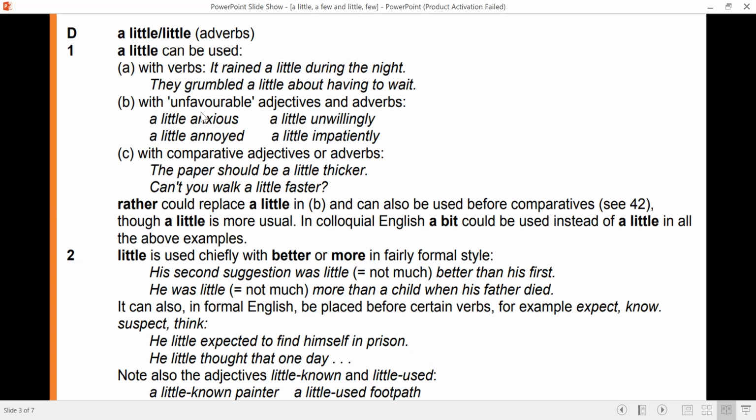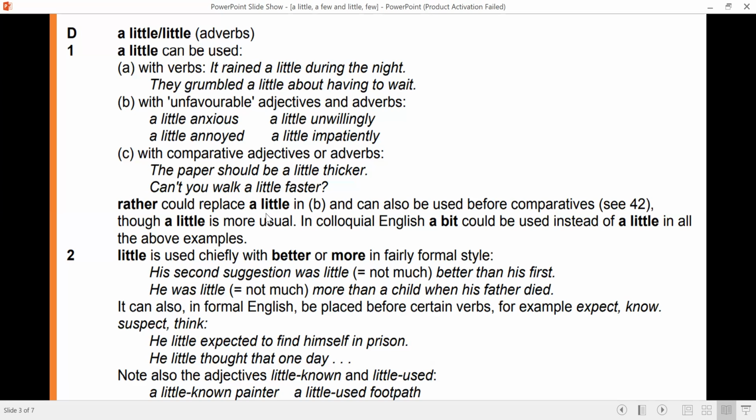Here, a little is being used with unfavorable adjectives and adverbs. For example, if you say a little anxious, all right, this is an adjective, and you can use a little with an adjective: a little annoyed, a little unwillingly, a little impatiently. So here they are adverbs and adjectives, unfavorable adjectives and adverbs. And a little can be used with comparative adjectives or adverbs as well. For example, the paper should be a little thicker. All right, a little thicker. Can't you walk a little faster? Here, faster and thicker are a comparative adjective and adverb.